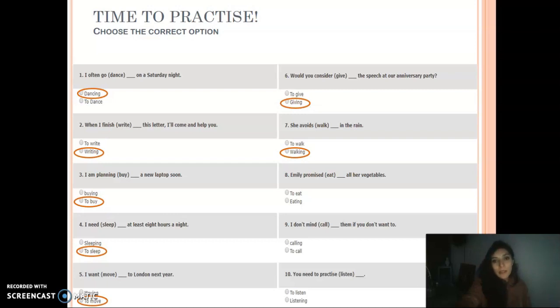Emily promised to eat or eating all her vegetables. The correct answer is to eat. Then we have, I don't mind call or calling them if you don't want to. The correct answer is calling. And finally, we have here, you need to practice to listen or listening. The correct answer is listening. You need to practice listening.